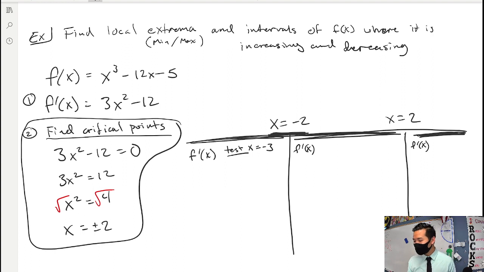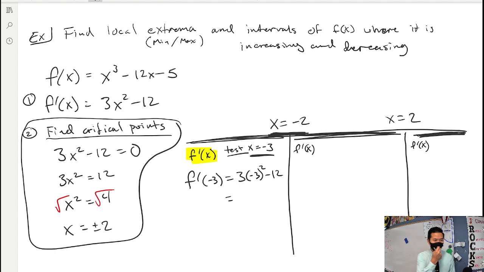So let's go ahead and test -3. Now when I say test -3, I'm testing it into, pay attention, f prime. Well, what's my f prime? So let's look at f prime of -3. That's going to be equal to 3 times -3 squared minus 12. Is that going to be a positive number or a negative number? Let's see. -3 squared is positive 9, right? Positive 9 times 3 is 27. What's 27 minus 12? Positive something, isn't it? Positive 15.